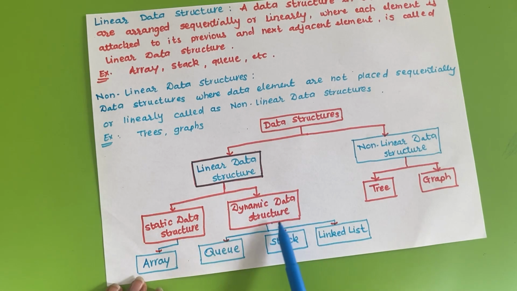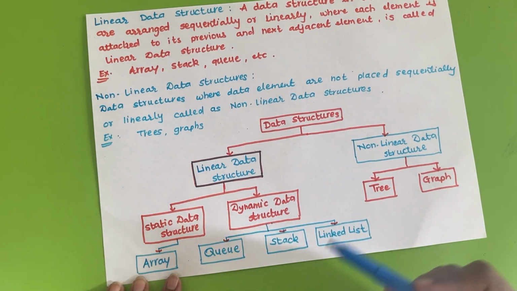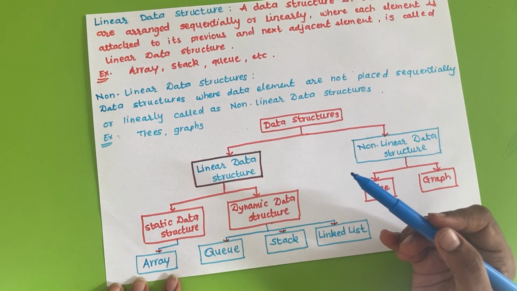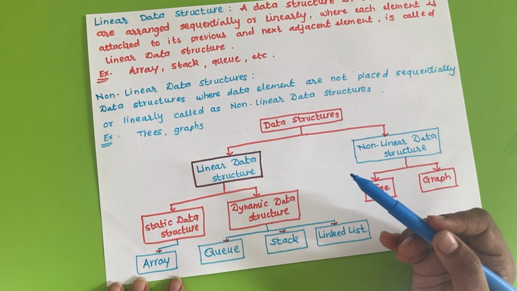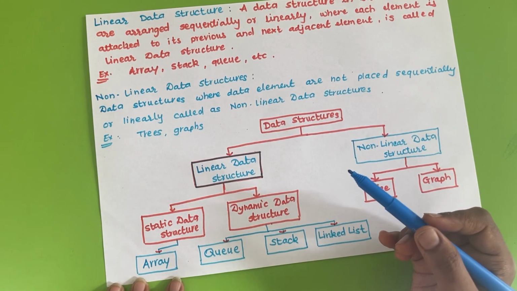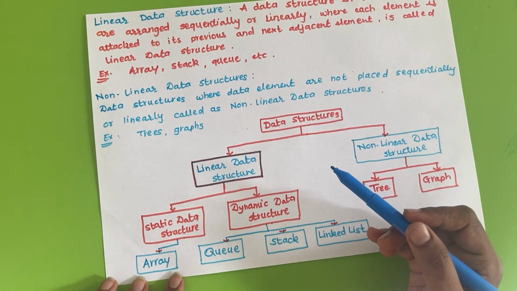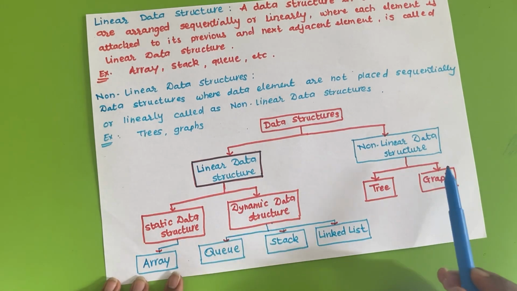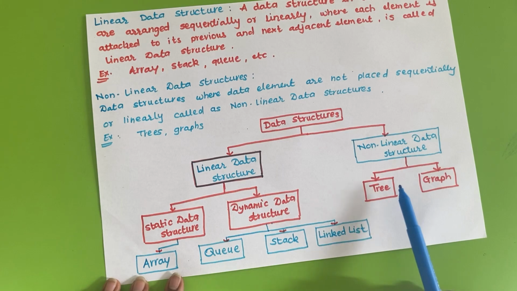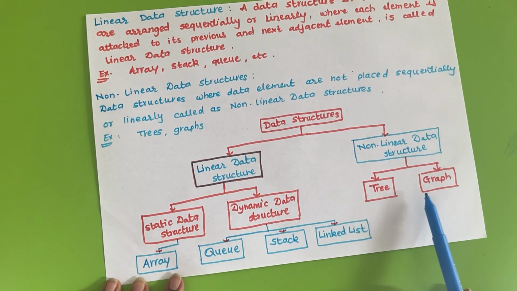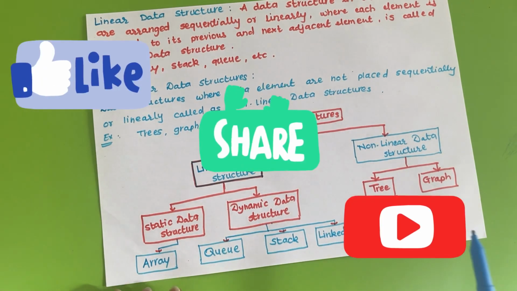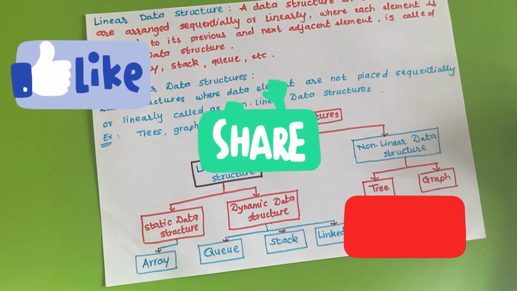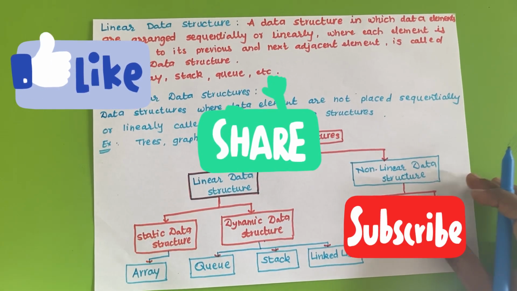In the case of dynamic data structures, we can have a number of elements, and we can allocate the memory for the elements in a dynamic way. That's why the category is named dynamic data structures. And in non-linear data structures we have two types, that is trees and graphs. So this was all about the concept of data structures.